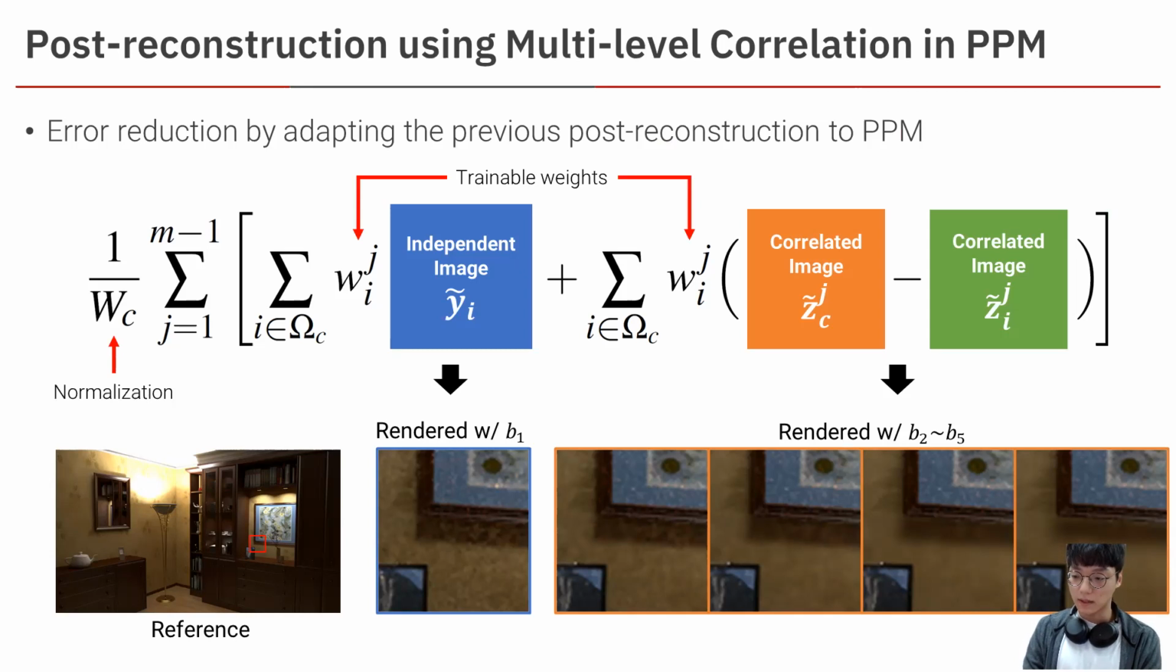The images are combined using the estimated weights by the neural network in the previous slide and are normalized by the large WC.